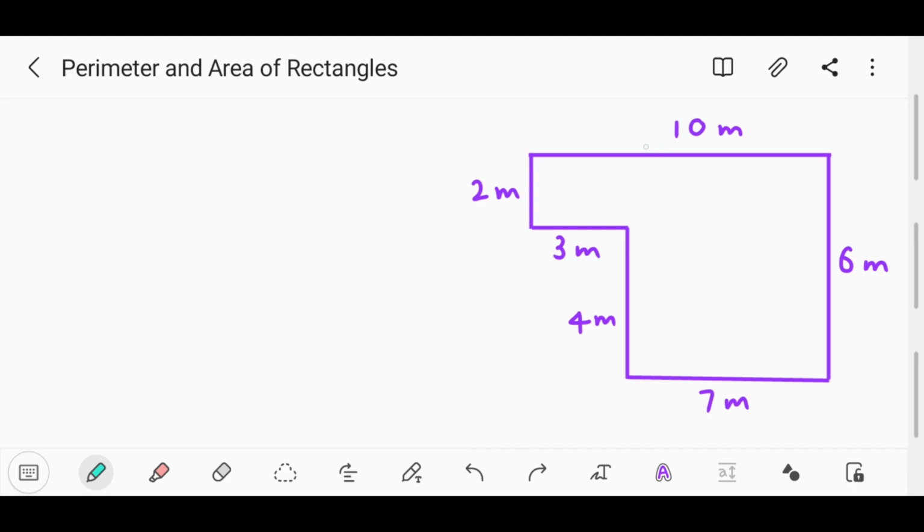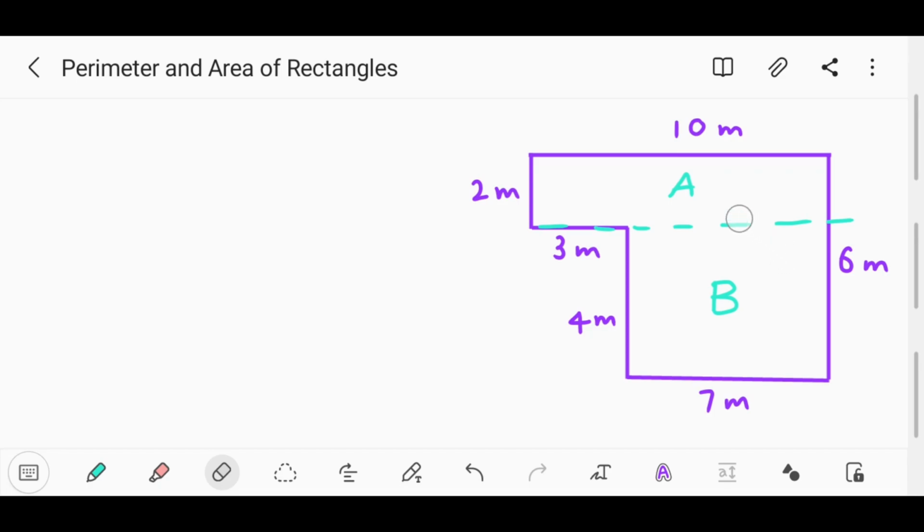One way to divide this is like this. Another way to divide this is like this. It doesn't really matter which way you divide it as long as you do the calculations properly. So I'm going to solve this example by dividing it like this.